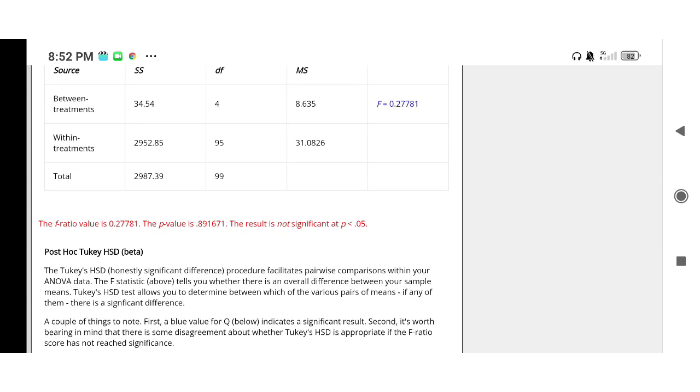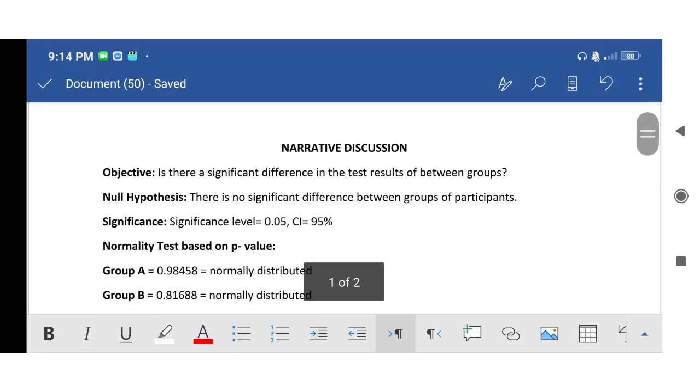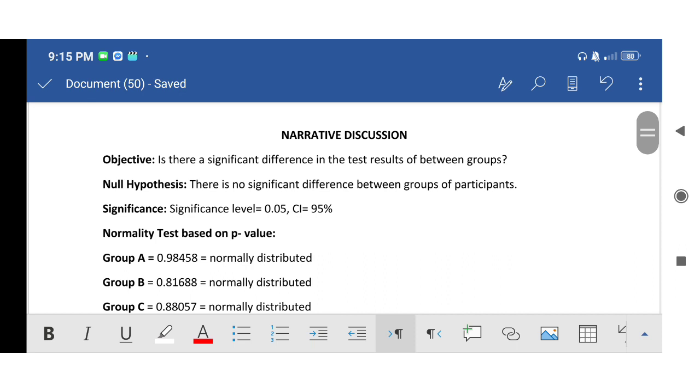So the F ratio value is 0.27781, and the P value of ANOVA is 0.891671, and the result is not significant at P less than 0.05. Okay, so to sum up the results, here is the narrative discussion.